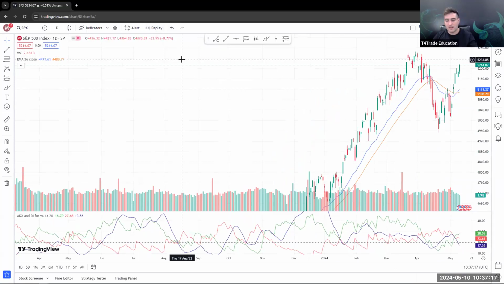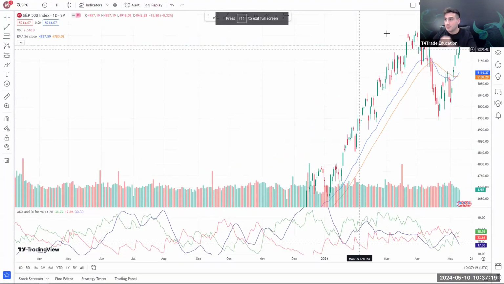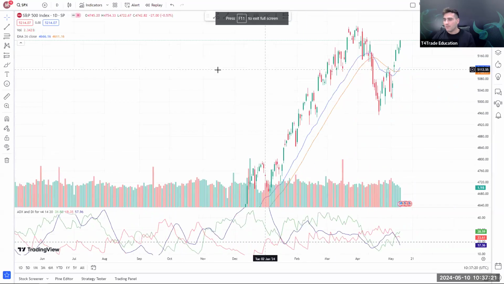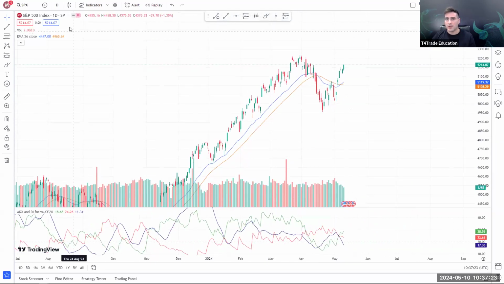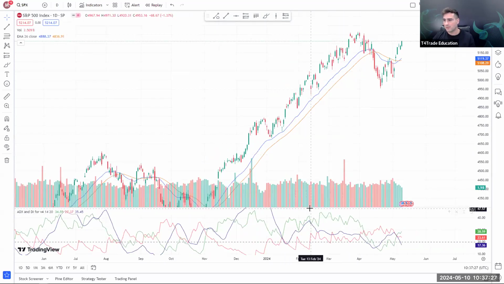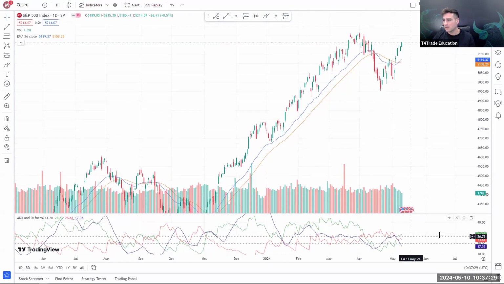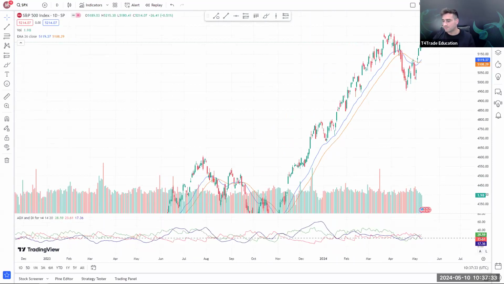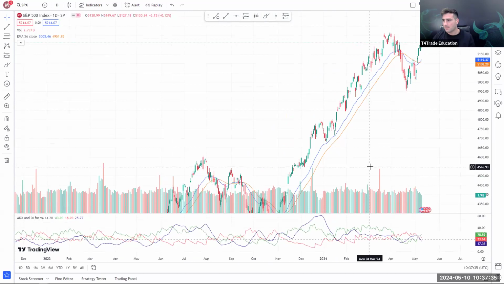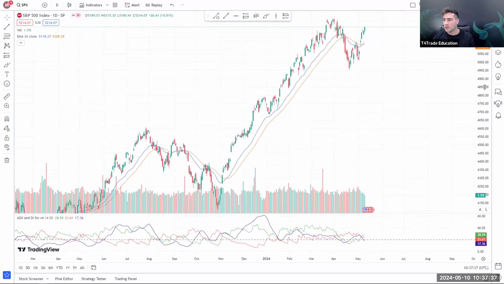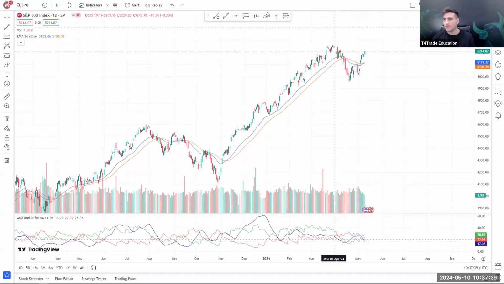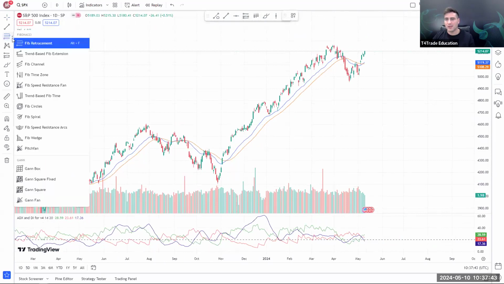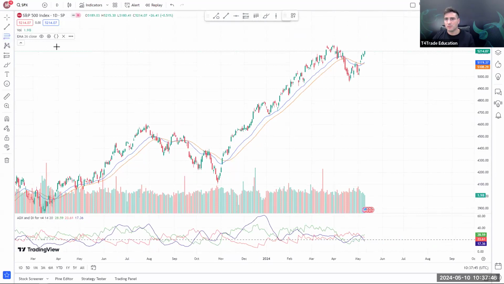Anyway, F11 probably. Yep. So what do we have in front of us right now? We have the S&P 500. We also have the ADX down here. We'll see how useful that will be pretty soon. So, average directional move. Let's use the Fibonacci tools in order to guess where the price action may move next.